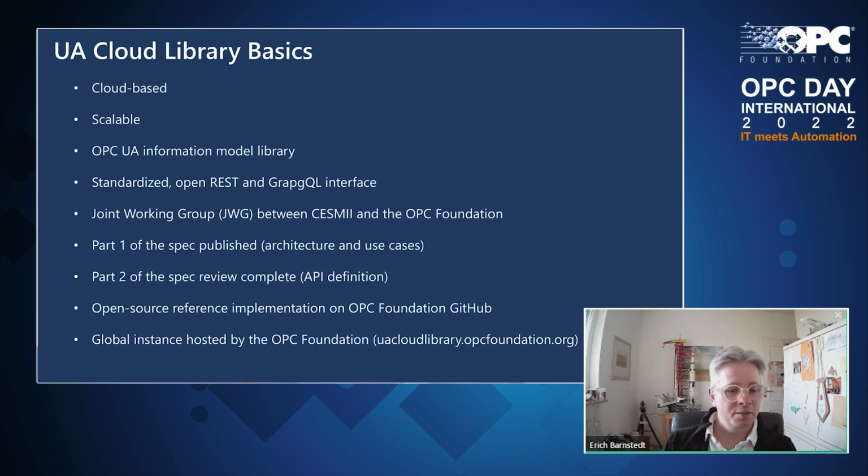And it has been a joint working group defining Cloud Library together with our partner, the Clean Energy Smart Manufacturing Innovation Institute in the US, CESMII for short. Part 1 of the spec has been published last year. It's covering the architecture and use cases. Part 2 of the spec is in final review. So the review round within the OPC Foundation's Technical Advisory Council has completed. It covers the API definition, and we're nearing completion and releasing that as well.